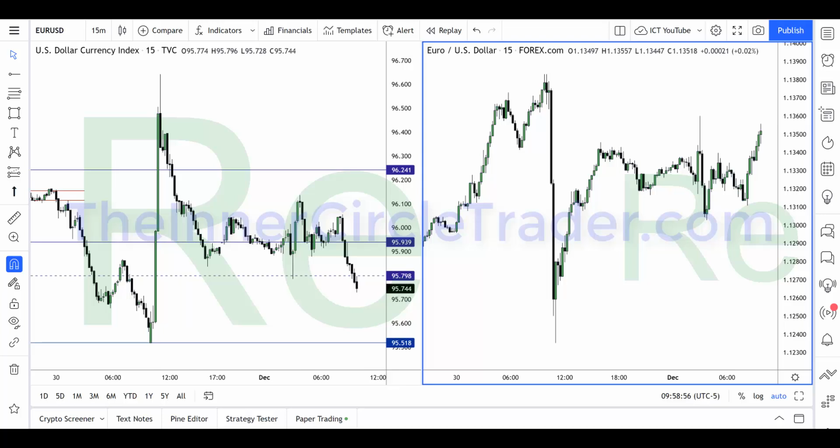Notice I'm not using SMT as a timing tool. I already have an idea in mind, and it obviously could just run right up there and not even go any lower. That's always a possibility, but you have to have some kind of framework. So far this looks pretty good. Let's see if we can drop down into 95.70 on that dollar index.